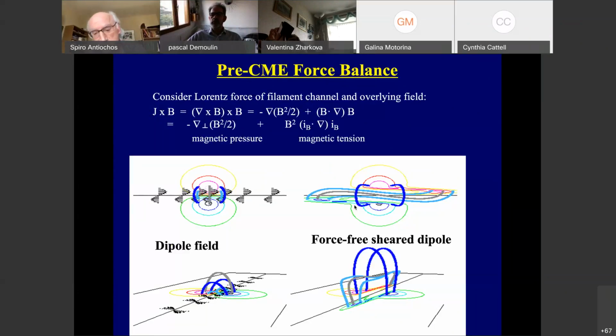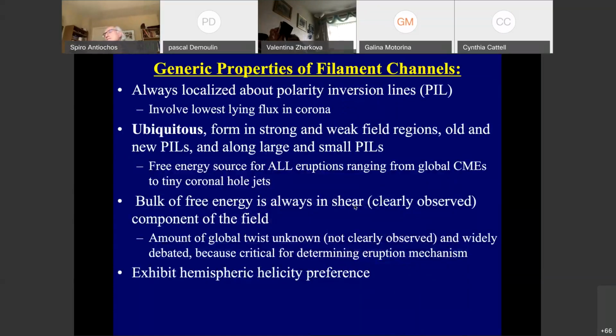It's always amazed me, a little bit creepy, that the sun would kind of contrive to fire these eruptions at us by this kind of unique process. Okay, so what are the generic properties of the filament channels? One, they're always localized above polarity inversion lines. They involve the lowest lying flux in the corona.